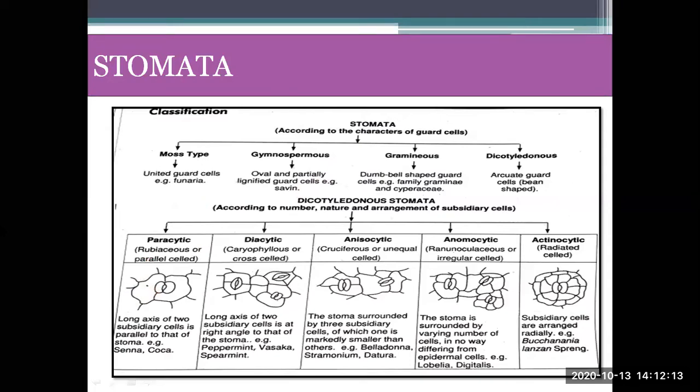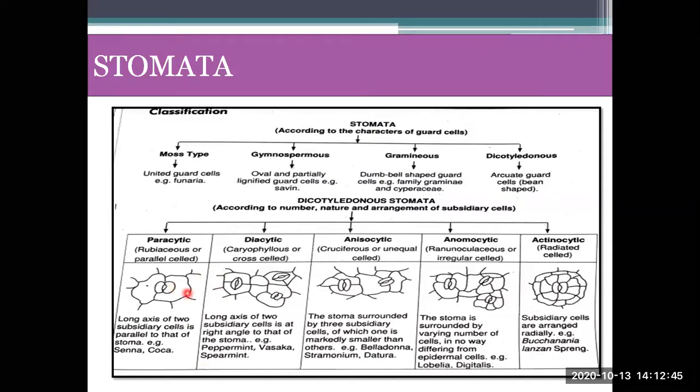So the hole present in the guard cell. Exactly. Okay, so here the long axis of this subsidiary cell will always be parallel to the stoma. Many times, when the question is asked in the exam, students write in a hurry, "long axis of 2 subsidiary cells are parallel to the stomata." If you write stomata, your answer will be wrong.